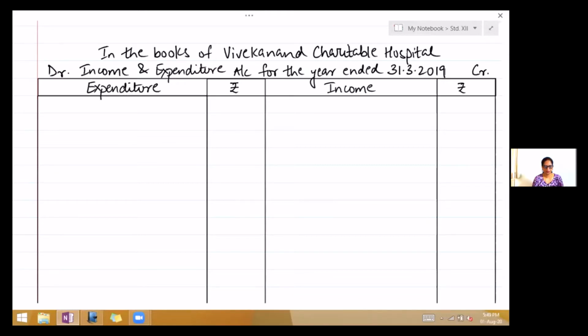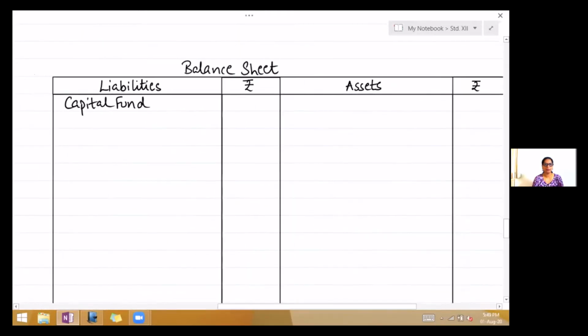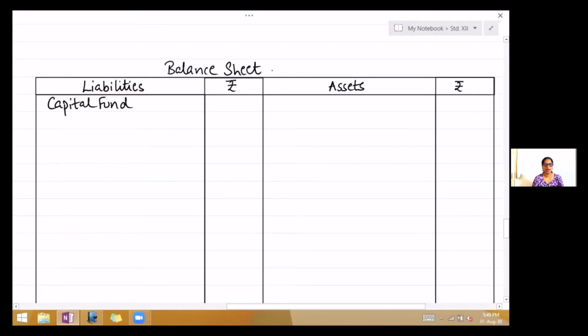In the next half of the page, you can draw the balance sheet. So write balance sheet as on 31st March 2019. Liabilities, asset. And first on the liability side is the capital fund. Children, draw two columns.